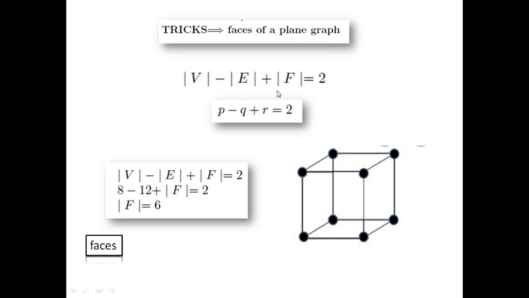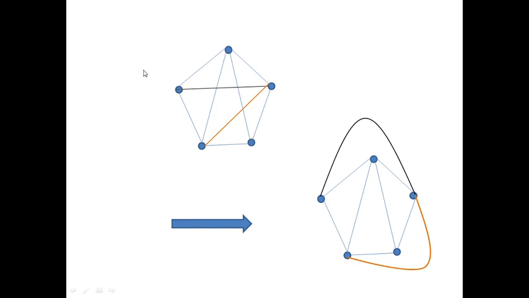We just substitute here modulus V minus modulus E plus modulus F is equal to 2. And one thing you have to remember is that this should be a planar graph. If it is a planar graph, only then will this be satisfied. And how can we find whether a graph is planar? You can see that next. I already told you that pulling edges outside and finding out is difficult. So how can we use a trick to find whether this graph is a planar graph?